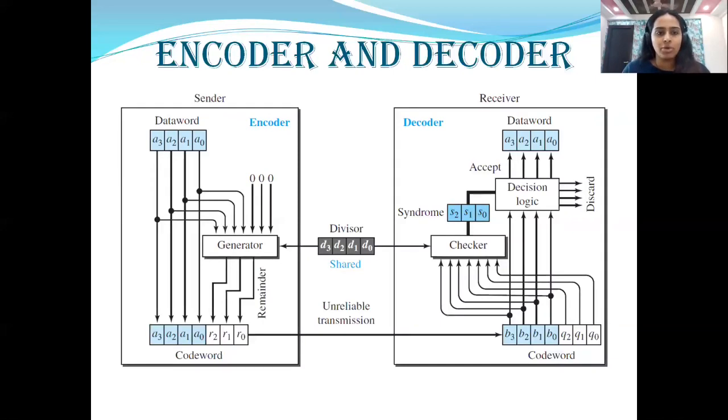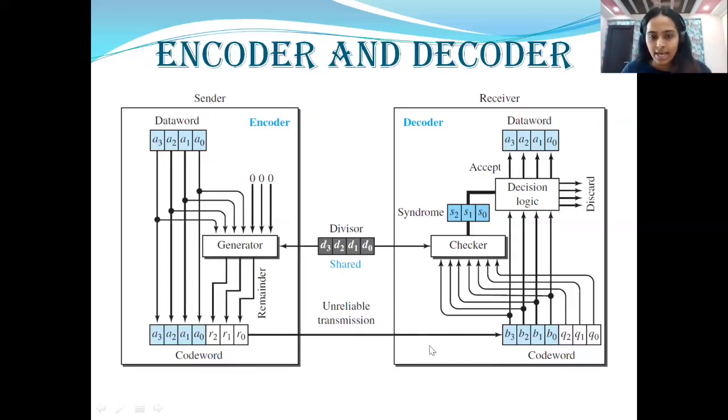So the data word that you have, you divide it by the divisor using modulo 2 division, and then the remainder that you get from that operation, here R2, R1, R0, is appended to the previous data word. So here A3, A2, A1, A0 becomes this code word. The remainder was appended to this data word. So this entire code word is transmitted through this unreliable transmission, because it can get corrupted.